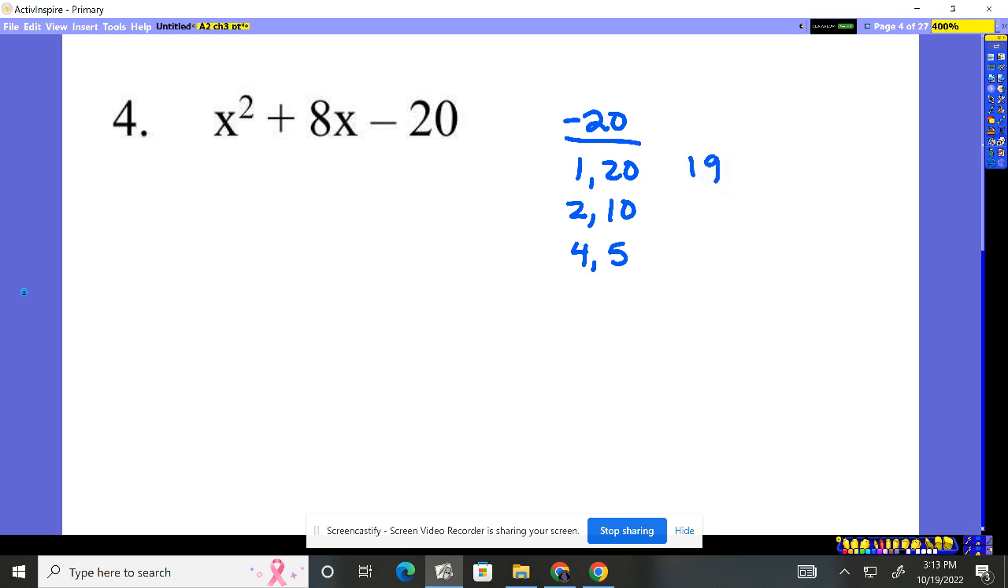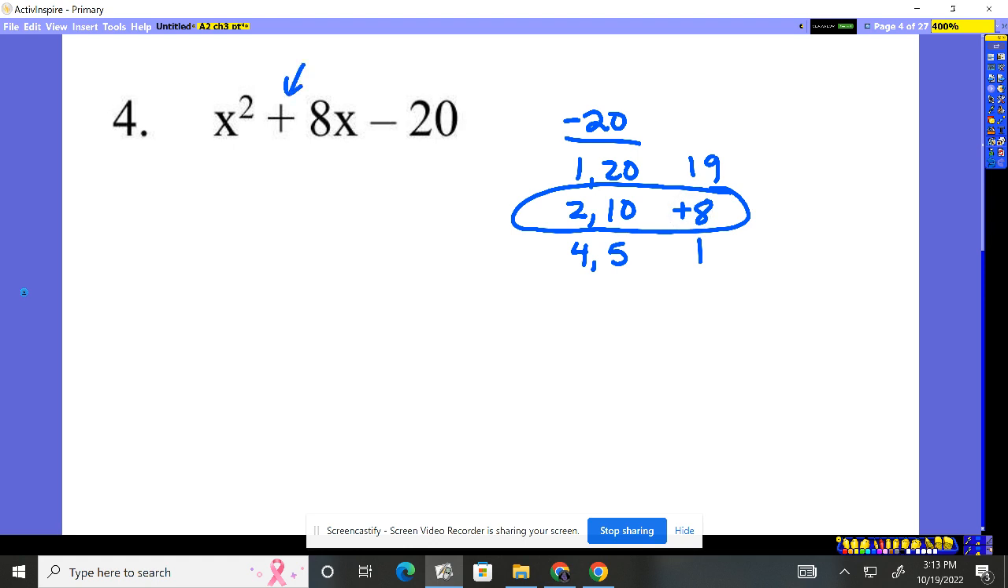1 and 20 have a difference of 19. I could create a plus 19 or a negative 19. 2 and 10 have a difference of 8, 4 and 5 a difference of 1. We want this right here. So we know we're using 2 and 10. Now we have to decide who's getting the negative, who's getting the positive. Well, we want to create a positive 8. That's what it says right here in the middle.